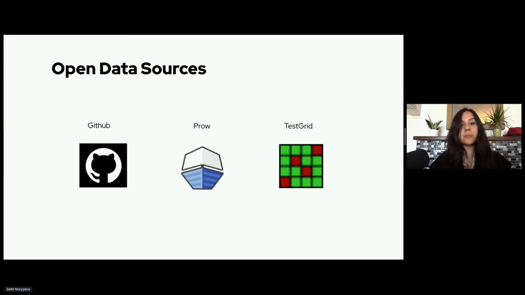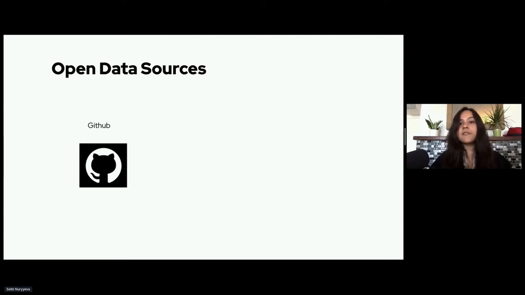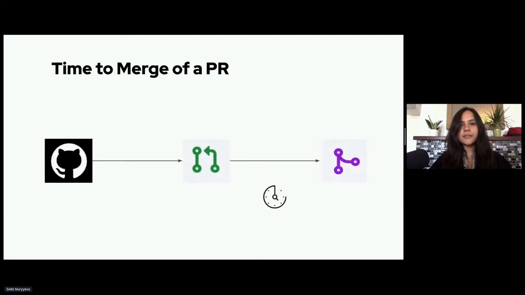The ultimate hope for this work is that we will be able to connect these various data sources like GitHub code changes with the filed bugs, the TestGrid visualization platform, and Prow datasets in order to develop a complete picture of a CI process. The first open dataset that we will look into is the GitHub data source.